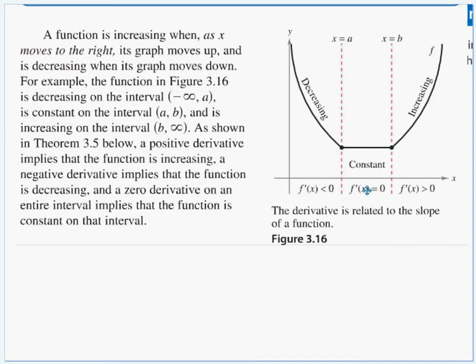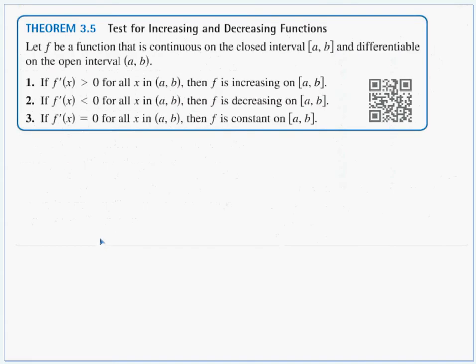Our derivative would be equal to 0. And then we have an interval where we're going back up because our derivative was back to positive. And here's our theorem: a test for increasing and decreasing functions. Now, this is not the first derivative test yet. This is just setting it up.